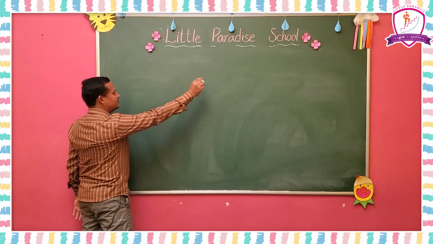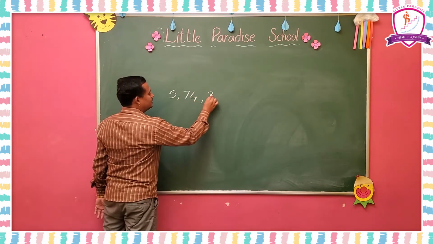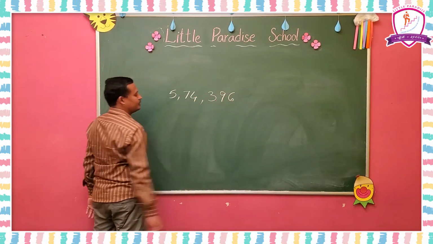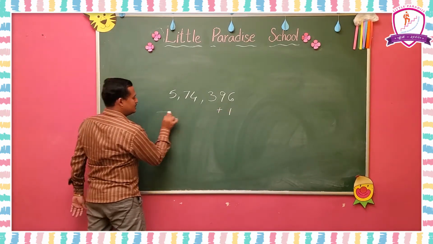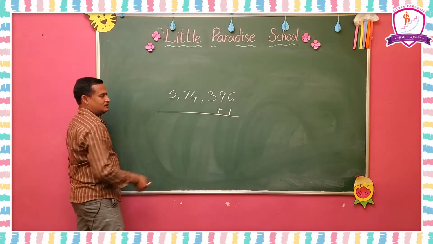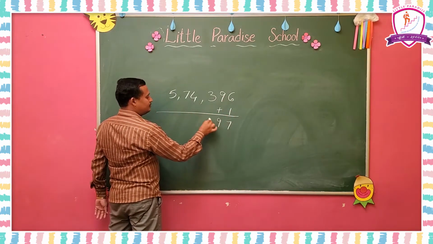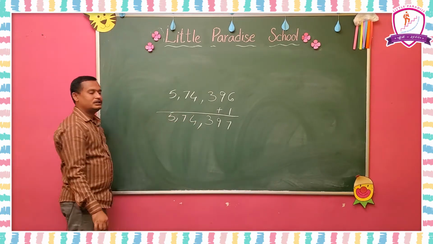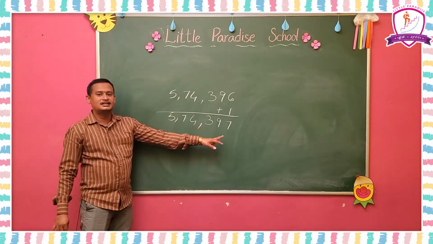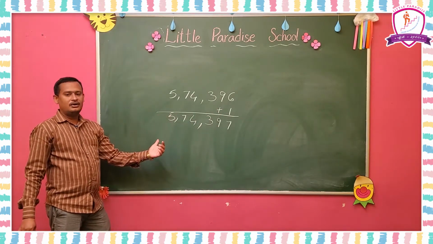How to find the successor for 5,74,396. For this we have to add 1 to the given number, then we will get the successor. So, 6 plus 1 is 7, and the remaining digits will be the same. 5,74,397 is the successor of this number. Understood? And predecessor means we have to subtract 1.